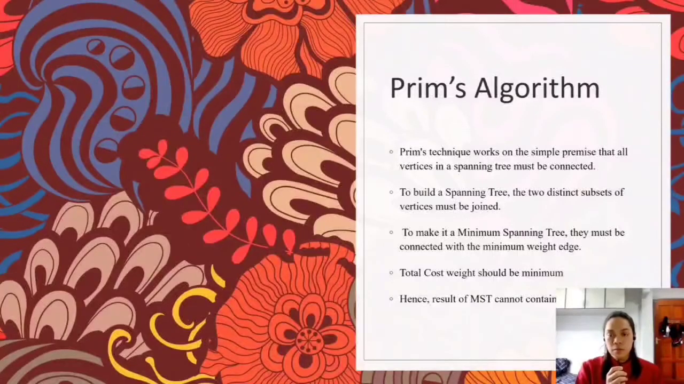So next we go to the Prim algorithm. How the Prim algorithm works. Prim's technique works on the simple premise that all vertices in a spanning tree must be connected. To build a spanning tree, the two distinct subsets of vertices must be joined. To make it a minimum spanning tree, MST, they must be connected with the minimum weight edge. The total cost weight should be minimum, hence the result of an MST cannot contain cycles.